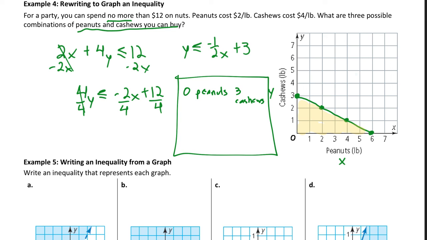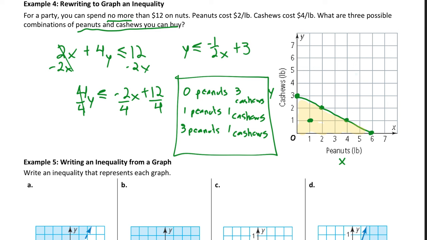I could do 1 pound of peanuts, 1 pound of cashews. That would be this point. Or I could do 3 pounds of peanuts and still 1 pound of cashews. Those would all be within my budget, okay? So inequalities can represent things like budgets because you have a limit that you can't go over. You can hit that limit, you can be on that line, or you can be under that line to fit inside of that budget.